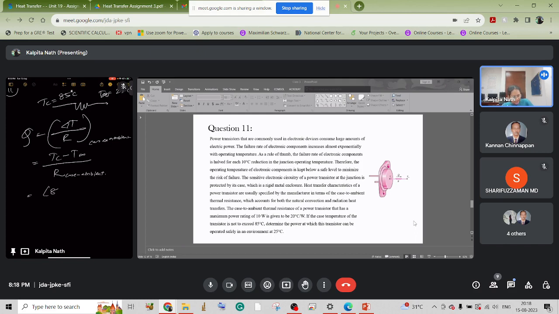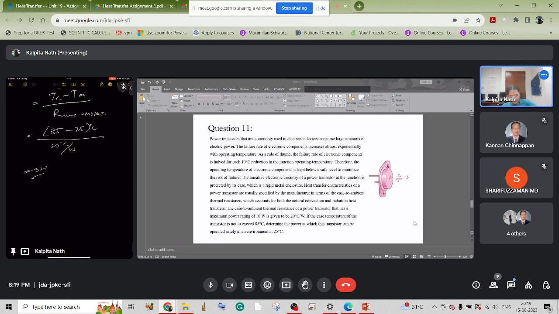So this is 85 minus 25 degrees Celsius upon 20 degrees Celsius per watt, that is 3 watt. It will be simple. So the power transistor should not be operated at power levels above 3 watt, because the case temperature safety limit is 85 degrees Celsius. Okay. Let's proceed to the next question now.